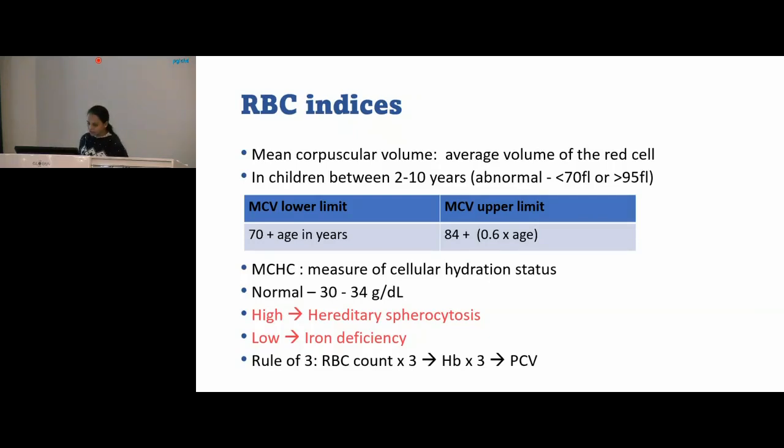Another important index would be MCHC, which is a measure of the cellular hydration status. Normally, it is somewhere around 30 to 34 gram per deciliter, and it is usually high in hereditary spherocytosis, somewhere around more than 36 gram per deciliter, and it is reduced in iron deficiency. So if you have a normocytic anemia with an elevated MCHC and a preserved RDW, it is very likely that you're dealing with hereditary spherocytosis, and you can do confirmatory tests to prove the same.